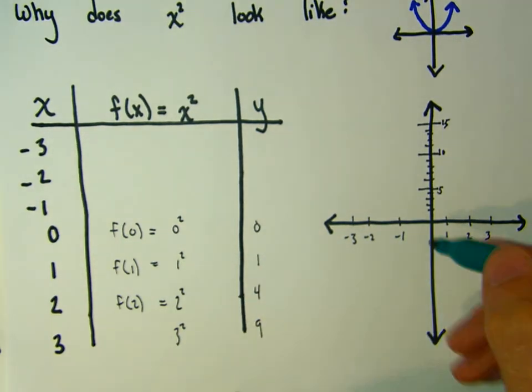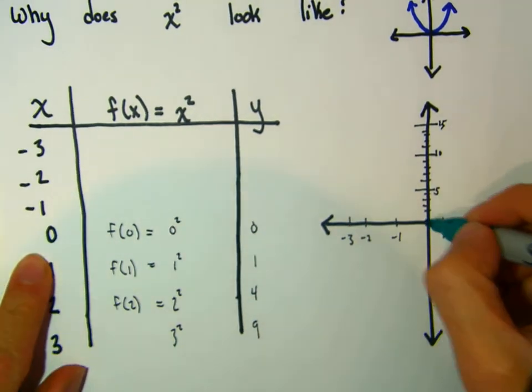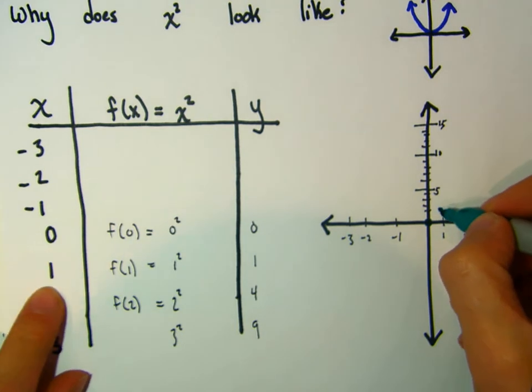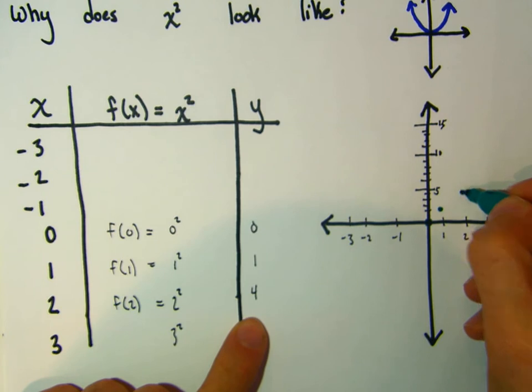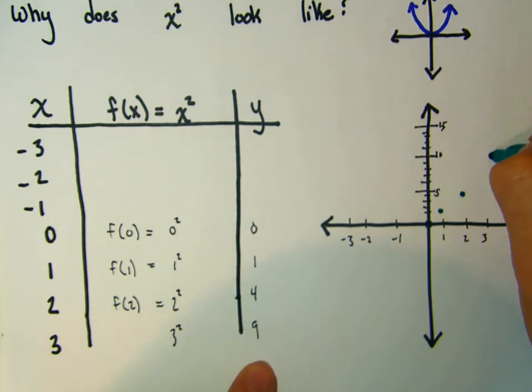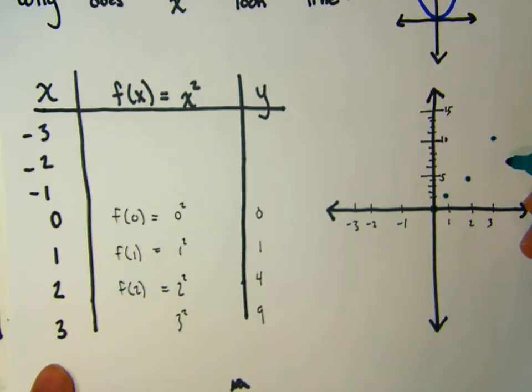So notice that these are the points we have. The first point, 0, 0, is right here. Then I have 1, 1 here. Then I have 2, 4 here. 3, 9 is here. What do you think the next one would be?